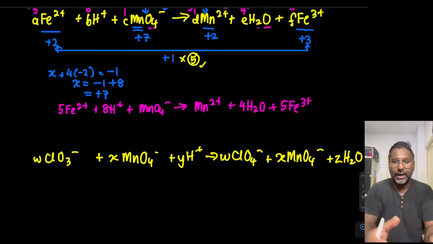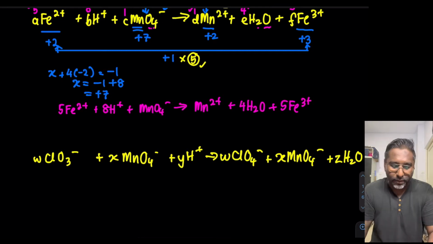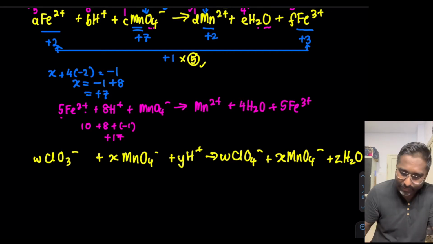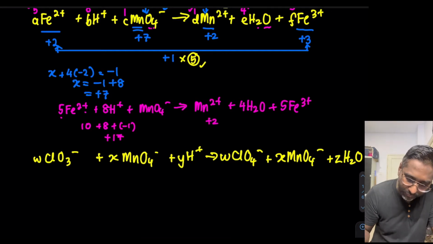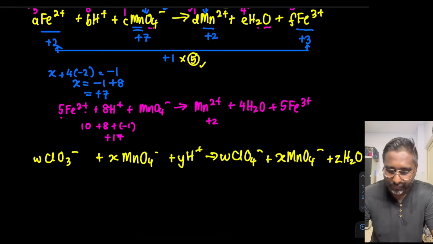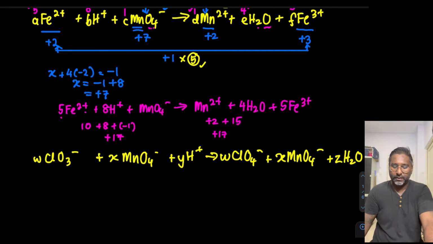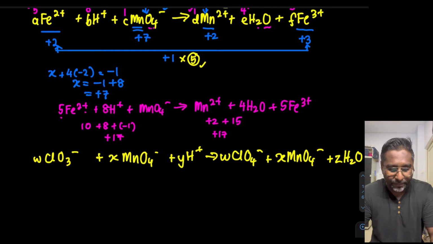If you want to check, you can check as well by looking at the charges, because charges on the left and the right must be the same. So you can see 5 times 2, that's going to be positive 10. 8 times 1, so 8. And then I have negative 1. So I have a total of plus 17. And I can see over here plus 2, and then the charge for water is going to be 0. And then I have plus 5 times 3, that's going to be 15. So I'm going to have plus 17 as well. So this tells us that this is balanced. So we have balanced that.